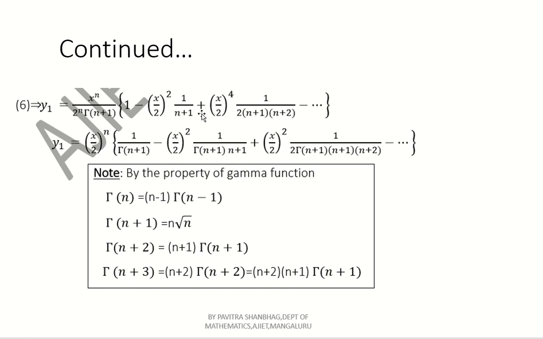Then what remains? 1 by 2 gamma n plus 1 into n plus 1 into n plus 2. But how will you simplify these expressions?